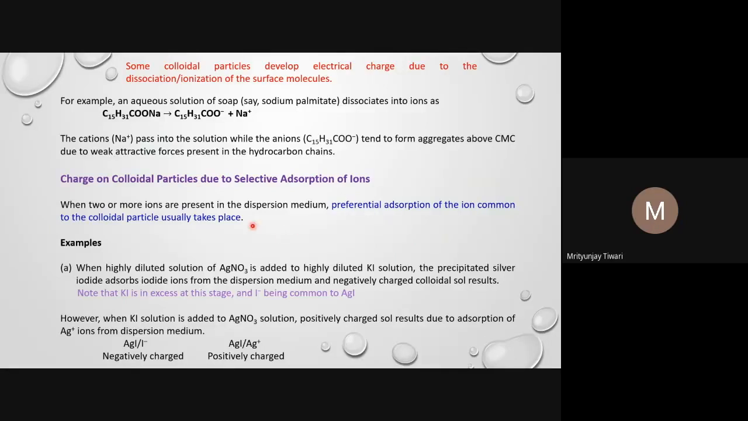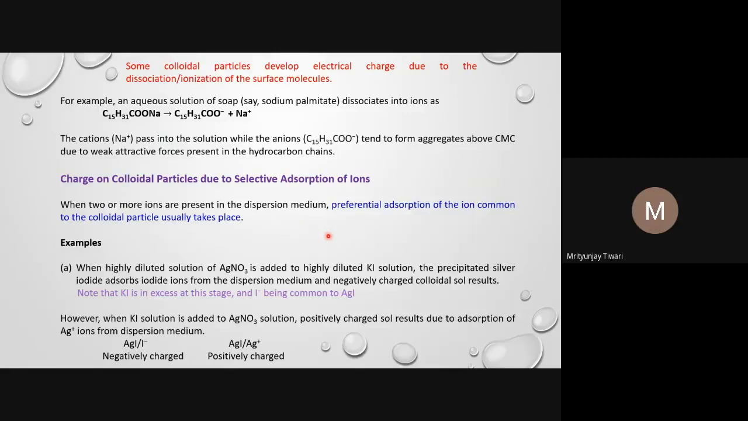So when two or more ions are present in the dispersion medium, preferential adsorption of ions common to the colloidal particles usually takes place. What does it mean? Suppose a colloidal particle is made up of ions. Then the solution contains some ion of these colloidal particles, and the same ion will be adsorbed by the colloidal particles.